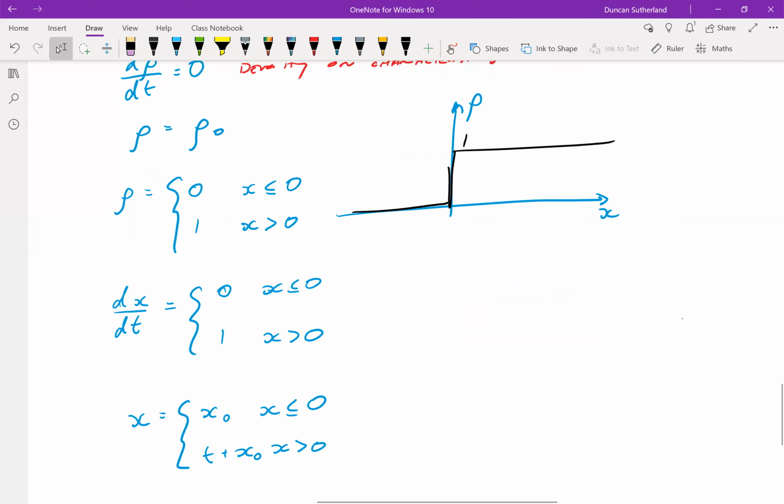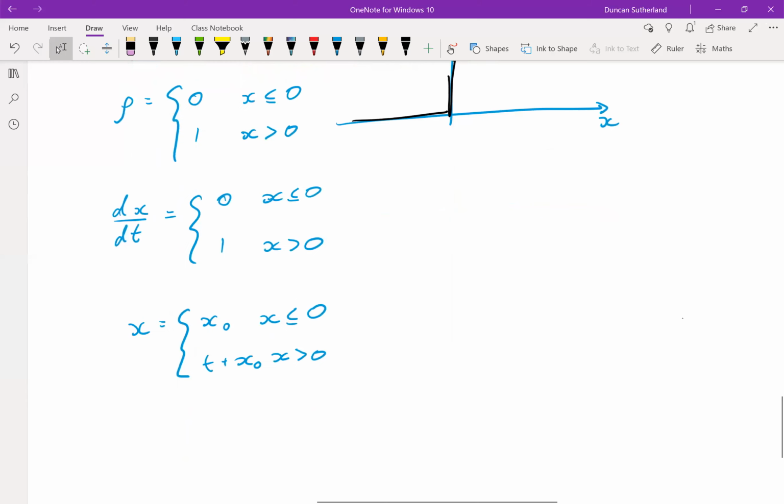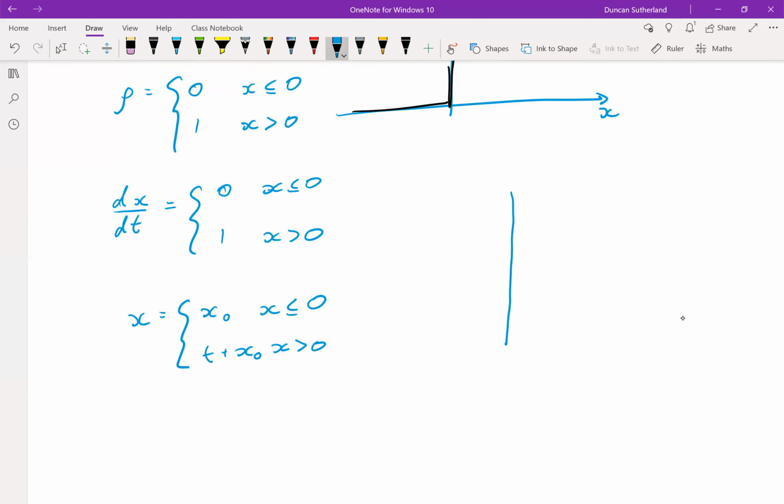All right. What that says is that we've got vertical lines on the left of the origin, where x is just some constant value for all values of time. And on the right-hand side, we've got straight lines of gradient 1. So let's sketch that in. X, t.